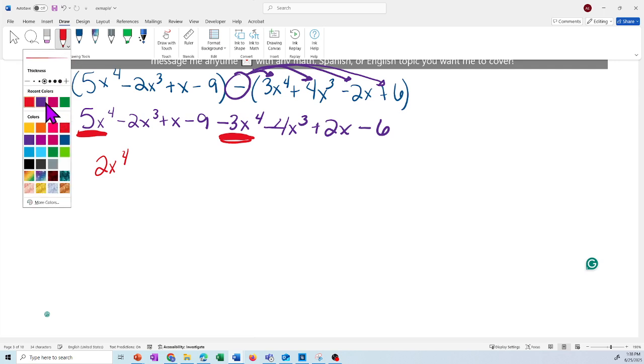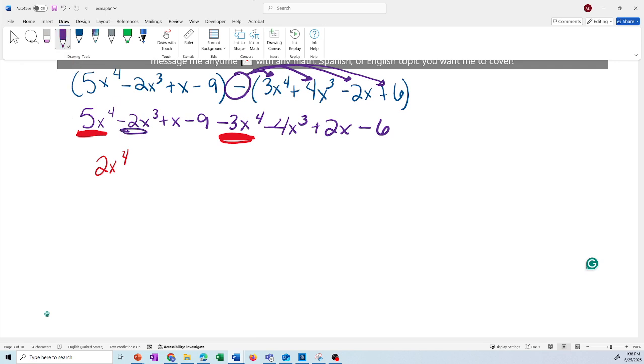Now I have to see if I have an x cubed. I do, right? So 2x cubed minus 4x cubed. Look at this one. They have the same sign, right? So I add them and then leave the sign that both of them have. Negative 2 minus 4 is negative 6x cubed. They have the same signs. I add them. 4 plus 2, 6, and I leave the sign that both of them have. So negative 6x cubed.